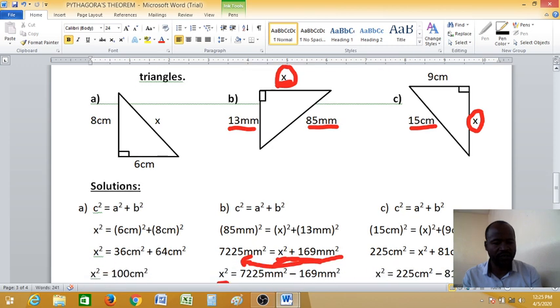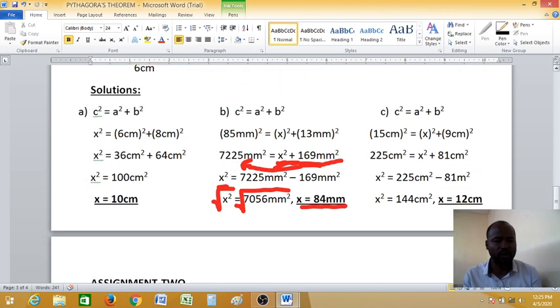Now the question is finding the value of x, or the length of the unknown side. Alright, now square this value, because it says 15 centimeter the whole squared. When we square this, we get 225 square centimeter, which is equal to x squared plus 9 squared. 9 squared will give us 81 square centimeter. Now again, as we did in example B, we'll do the same thing.